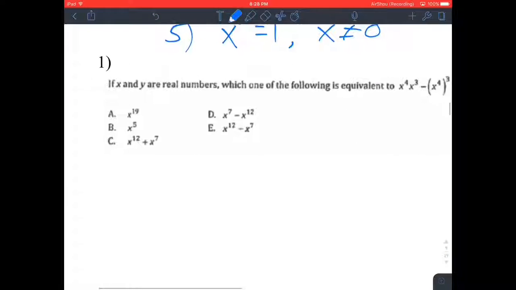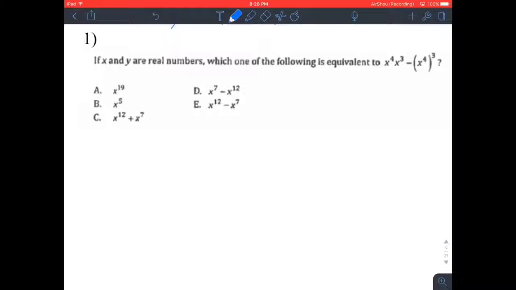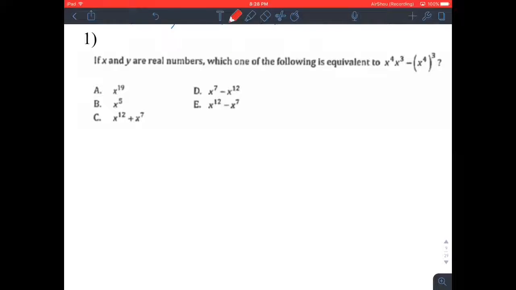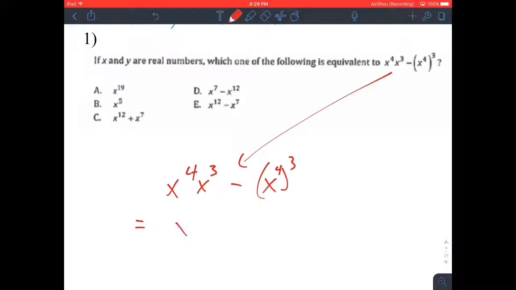All right, let's look at an example. If x and y are real numbers, which one of the following is equivalent to x to the fourth times x cubed minus x to the fourth cubed? So I'm just going to write this down. X to the fourth times x cubed, that is the product property, which says you add the exponents, that's x to the seventh. X to the fourth cubed, that's a power to a power, you multiply the exponents, that's x to the 12th.